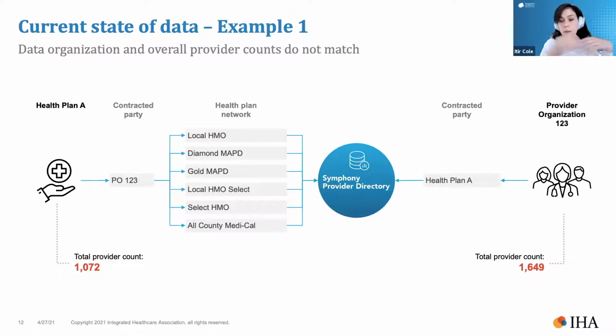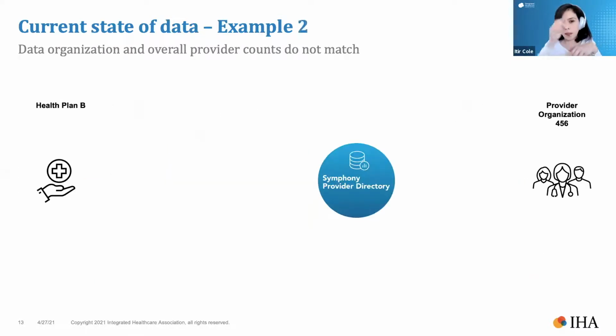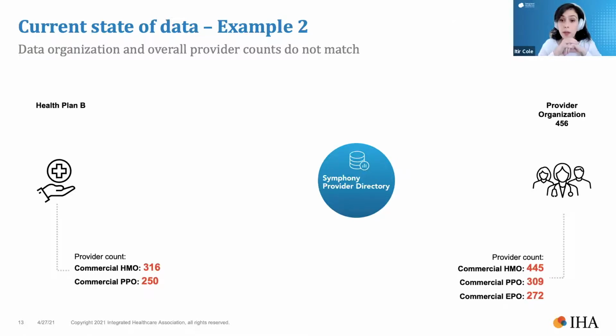Let's look at another problem that's maybe slightly more complicated. Again, you have the two contracted entities on either side of the slide. You have Health Plan B and the provider organization 456. So now we're trying to apply this Tier 3 network alignment definition, the shared language that we're developing, and that's the combination of plan type and line of business.